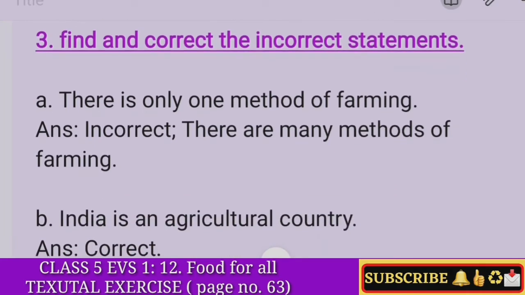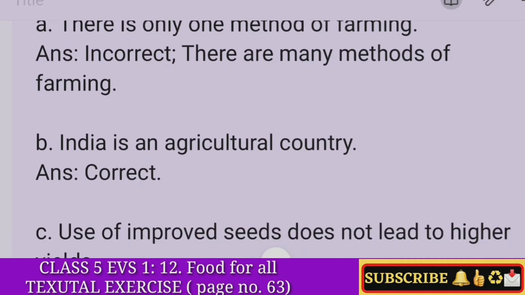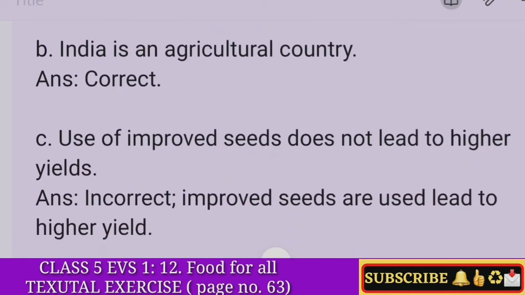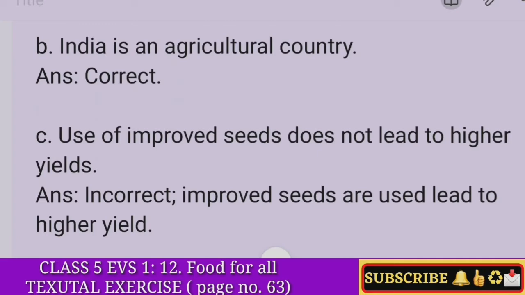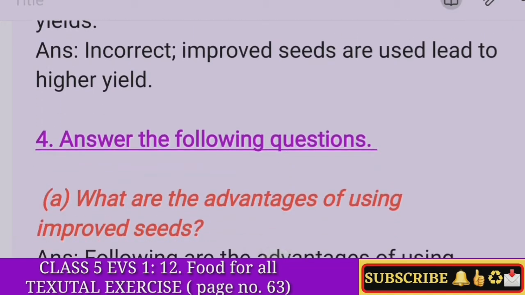Question number third, find and correct the incorrect statements. A, there is only one method of farming. The answer is incorrect. There are many methods of farming. B, India is an agriculture country. Answer is correct. C, use of improved seeds does not lead to higher yields. The answer is incorrect. Improved seeds are used lead to higher yield.